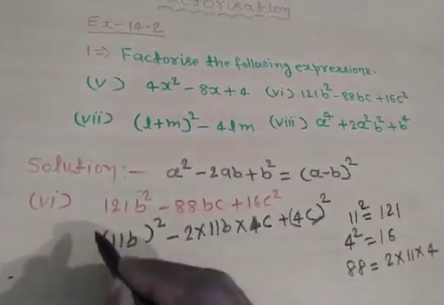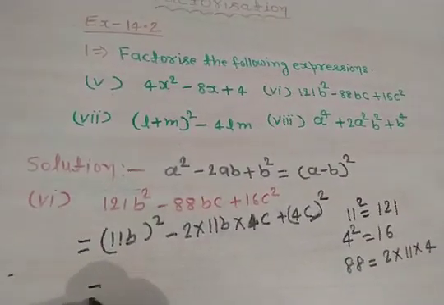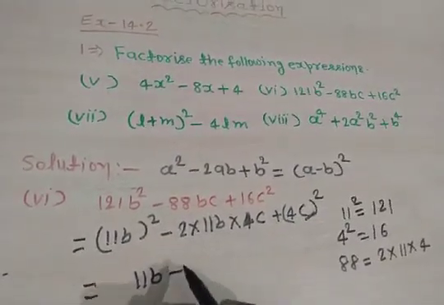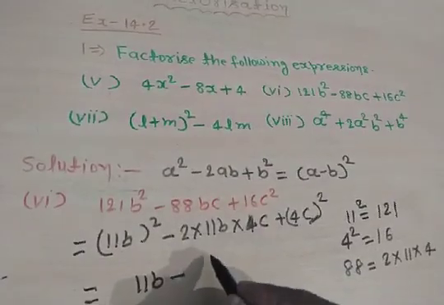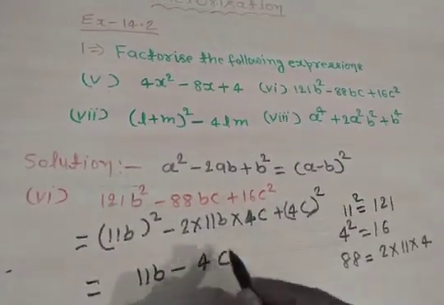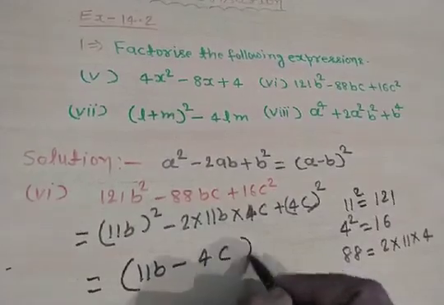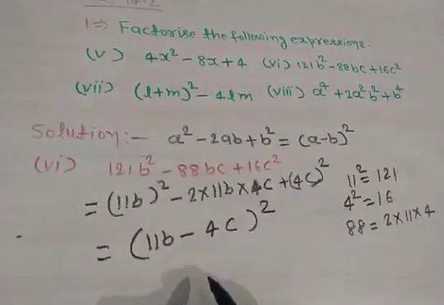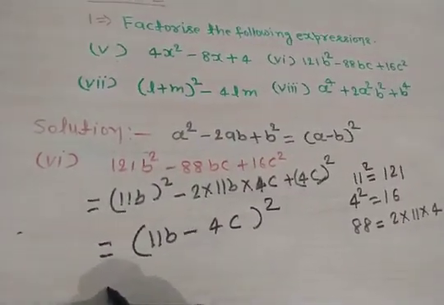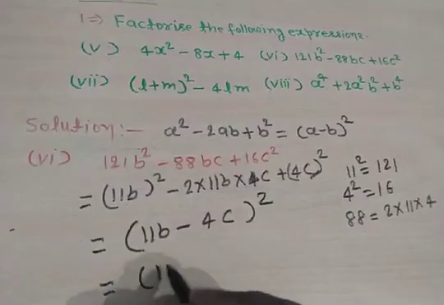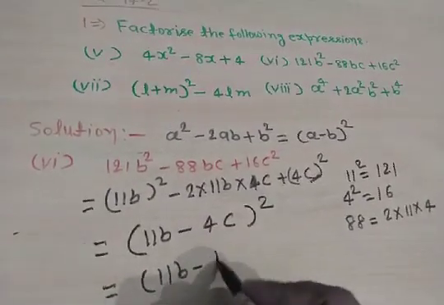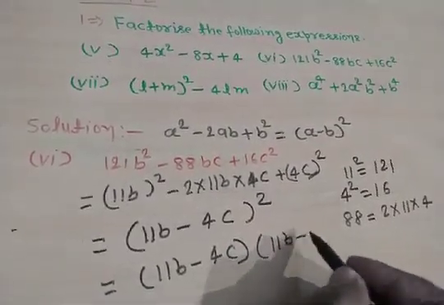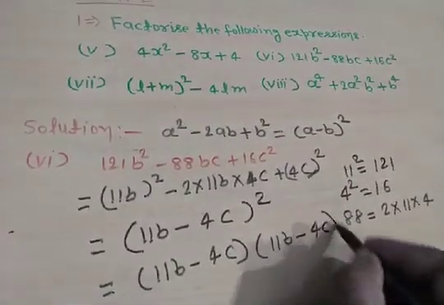Okay, so here whole square of a minus b, a is 11b, minus b is 4c. Clear? So this is a whole square of 11b minus 4c. This is clear? You can write it 11b minus 4c into 11b minus 4c. Clear?